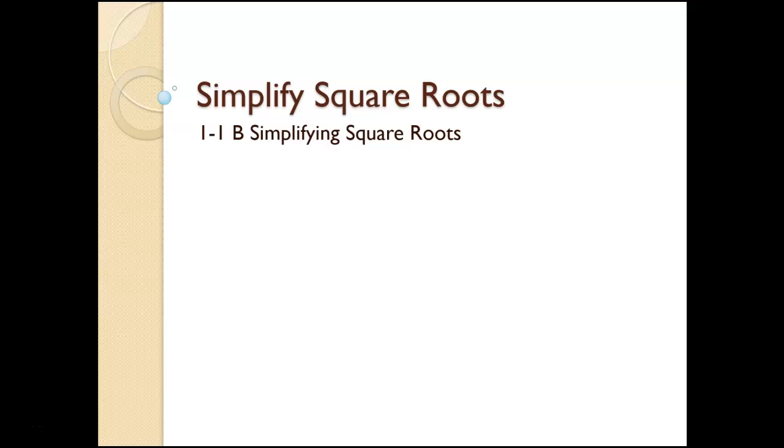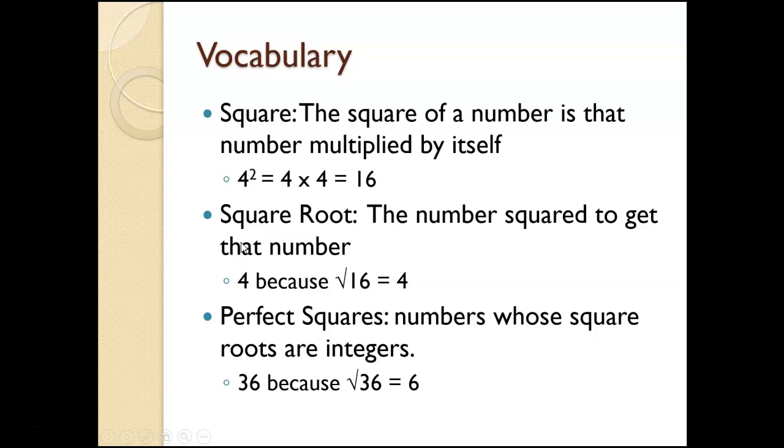All right, so in order to simplify square roots, we need to know some key vocabulary. The first word is square. The square of a number is that number multiplied by itself. Yesterday we talked a lot about the perfect squares. So 4 squared is the same as 4 times 4, which is 16.